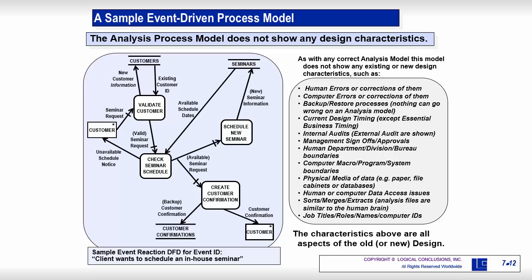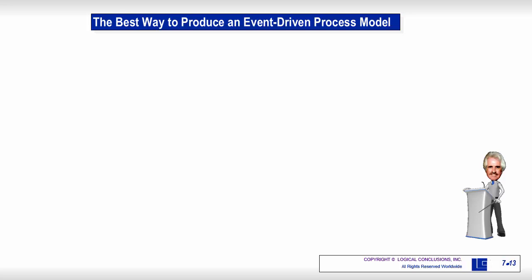Remember, the system designer is not allowed to change the analysis specification, just like a carpenter can't change any aspect of a room on a blueprint that was requested by the owner. There's nothing on this model that restricts the designer from using the best technology available today. Let me show you how I created the process model on the previous slide.